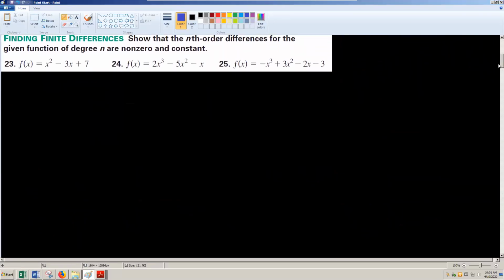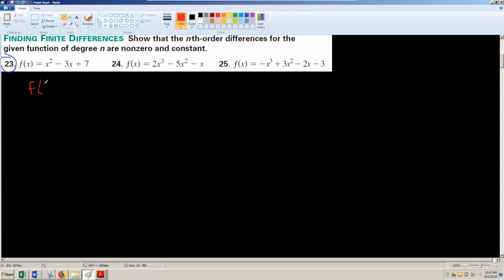Let's look at this one here. So we want to show that the nth order differences for this given function of degree n are non-zero and constant. So this is, again, just like a show problem. So how do I show this thing? So in order to do this, I want to plug in all of my different values. So I'm going to typically just do like 7 of these things.